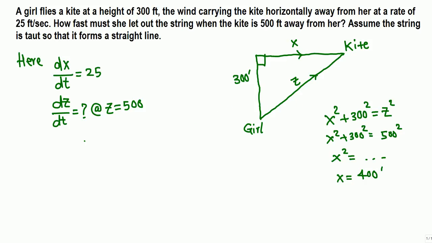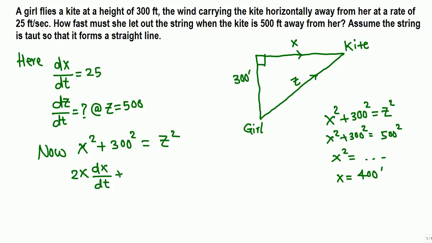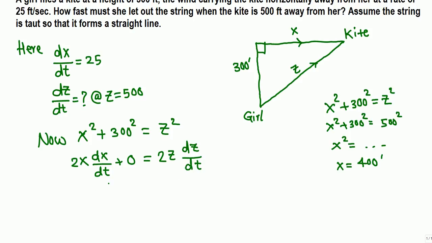Now to find the rate of change of g, we use the same relationship: x square plus 300 square equals g square. Now we find the derivative of both sides with respect to time. The derivative of x square with respect to time is 2x dx over dt, plus this is a constant, so its derivative is 0, equals the derivative of g square, which is 2g dg over dt. Now plug in the given values and find the unknown.